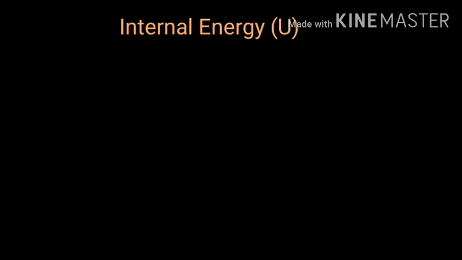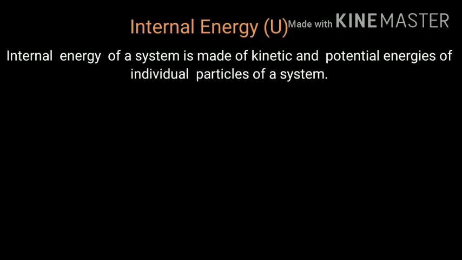Now we move on to the next concept of internal energy. Internal energy is denoted by capital letter U. Each and every substance has a definite amount of energy. This energy that is stored in a substance is the internal energy. You can define internal energy as the energy of a system made up of kinetic and potential energy of an individual particle of a system.